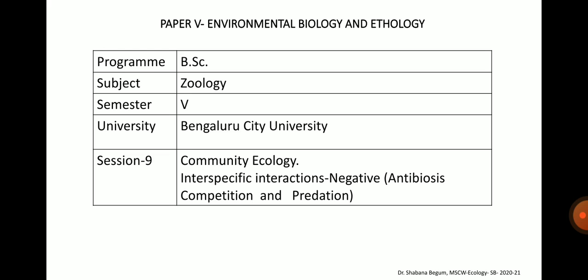In my previous lectures on population ecology, I had discussed the various attributes or characteristics of population and its regulation. Today, I am going to discuss negative interspecific interactions in a community such as antibiosis, competition, predation and parasitism.